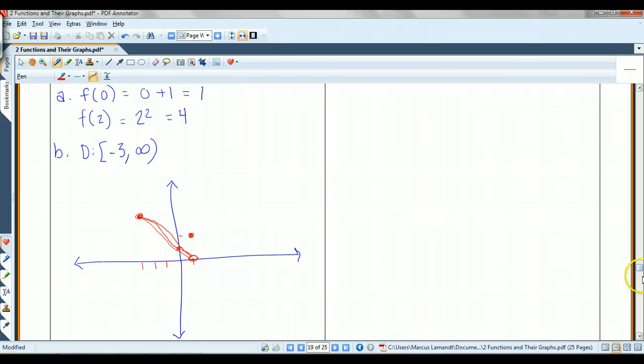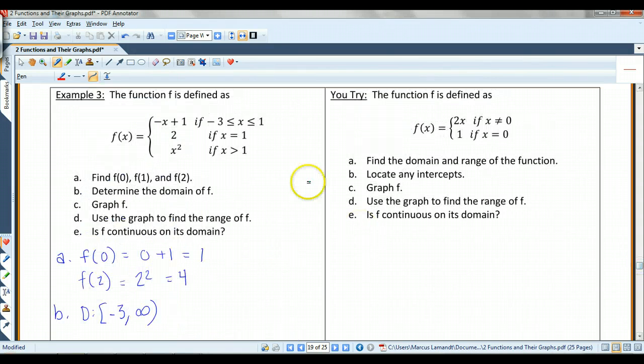The reason is because if you look at our function, it's greater than or equal to negative 3. And it should be, let me see here. This should be just a regular less than. Okay?